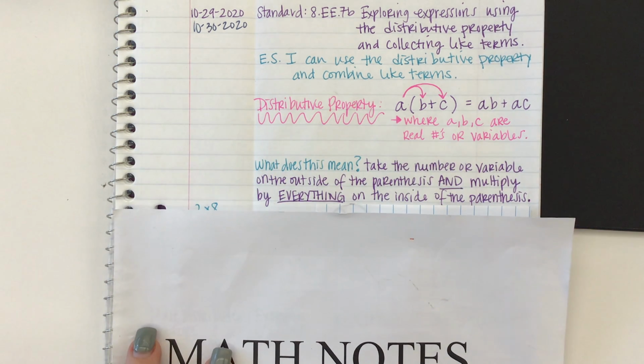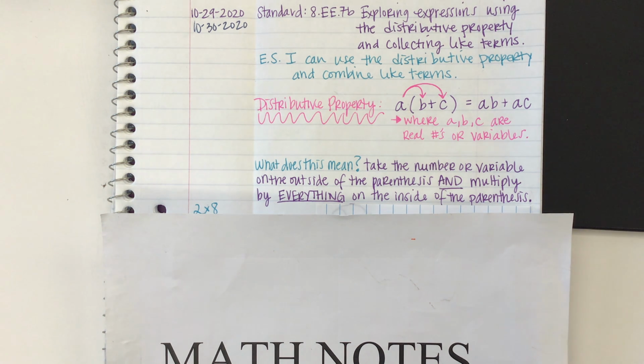So again, what does this even mean? Well, you take the number or variable on the outside of your parentheses and you multiply by every single thing on the inside of your parentheses. So what we're going to do right now is we're going to do a couple of examples that I have written out for you so you can see how we use the distributive property. And a couple of things that you need to remember.